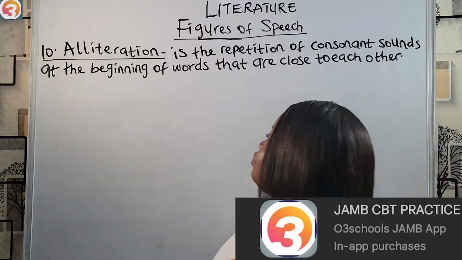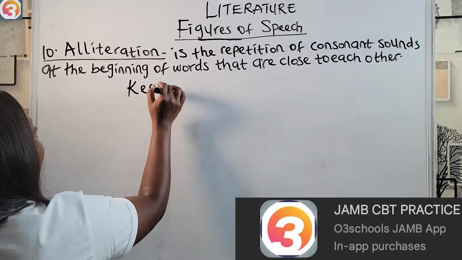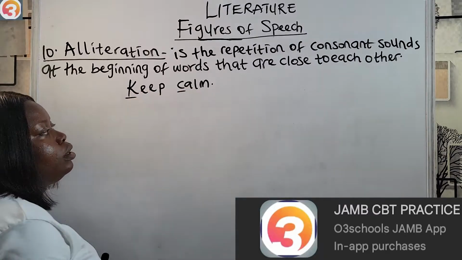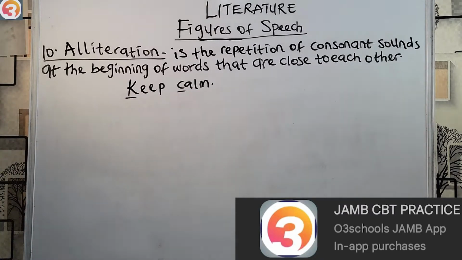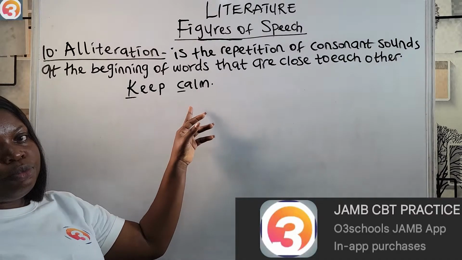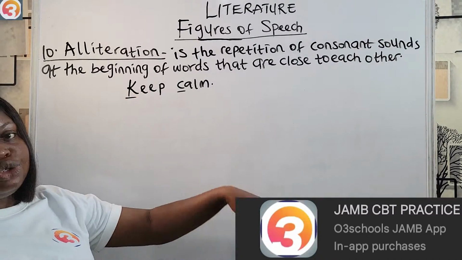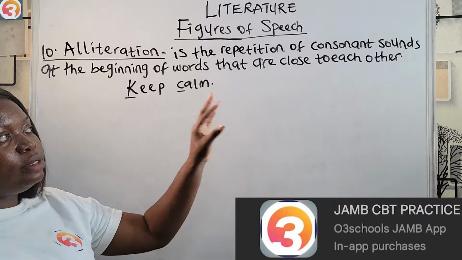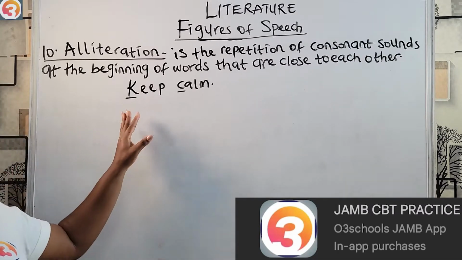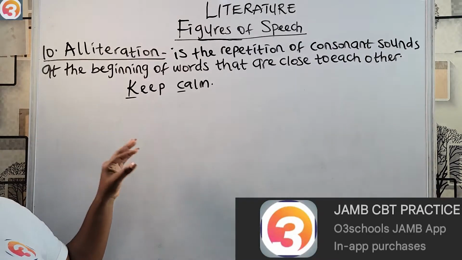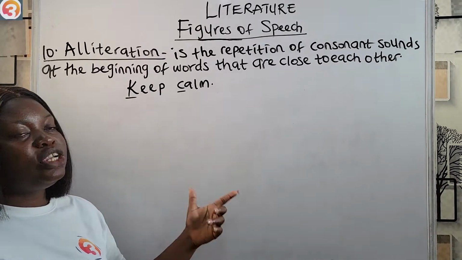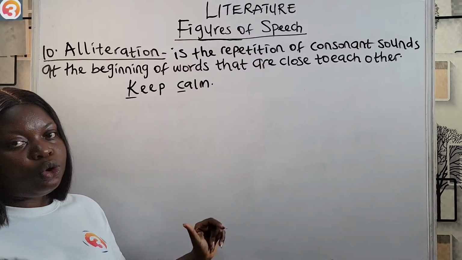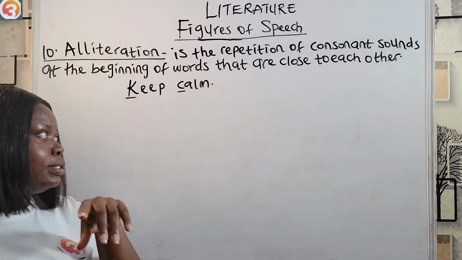For example, you can have "keep calm." This is being repeated at the beginning of both words. Keep calm. So you don't say, oh, this is K, this is C. It's not alliteration. No, we are dealing with the sound. Sounds are different from letters. So consonant sounds are different. You pronounce. And if you are confused about that, you can check our videos on consonant sound where we really differentiated between consonant sounds and consonant letters.